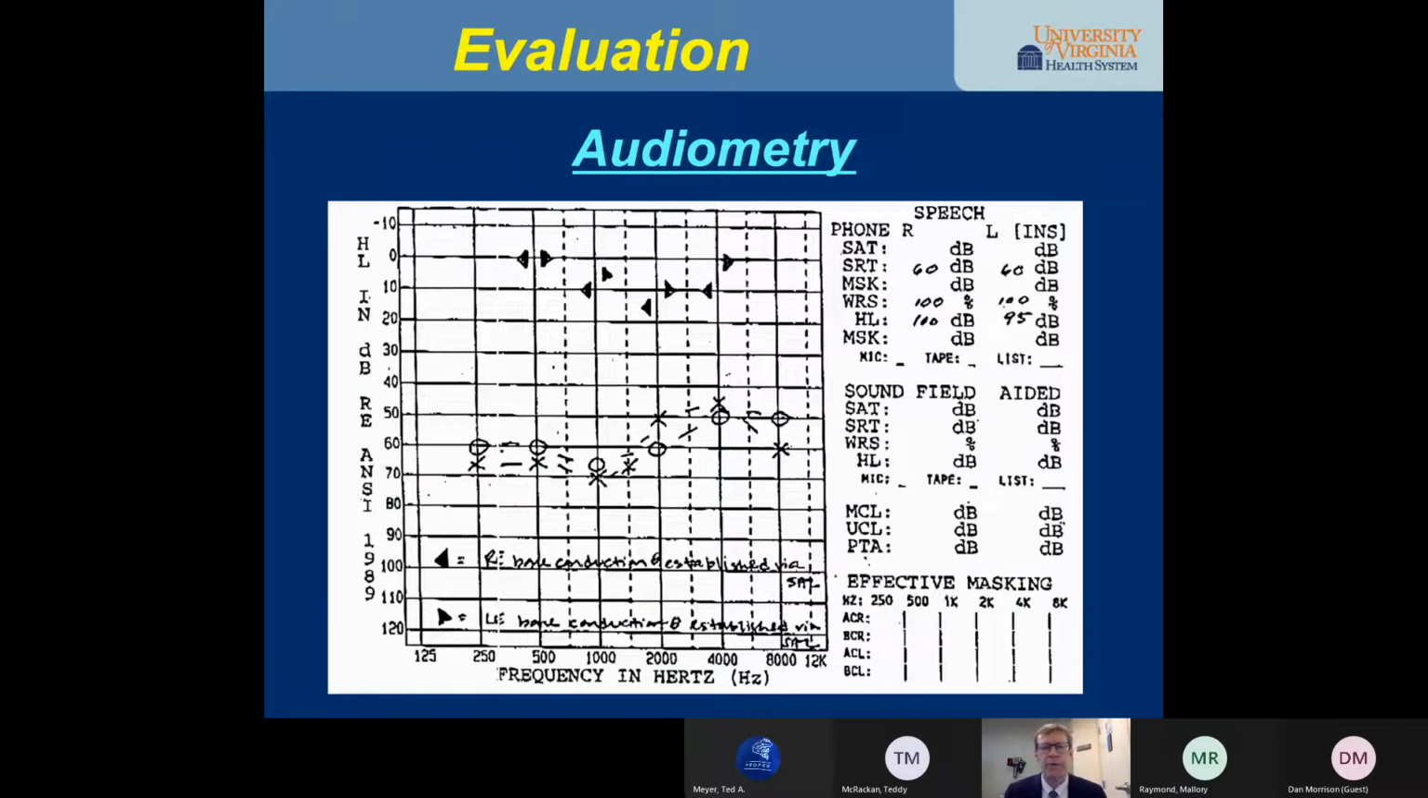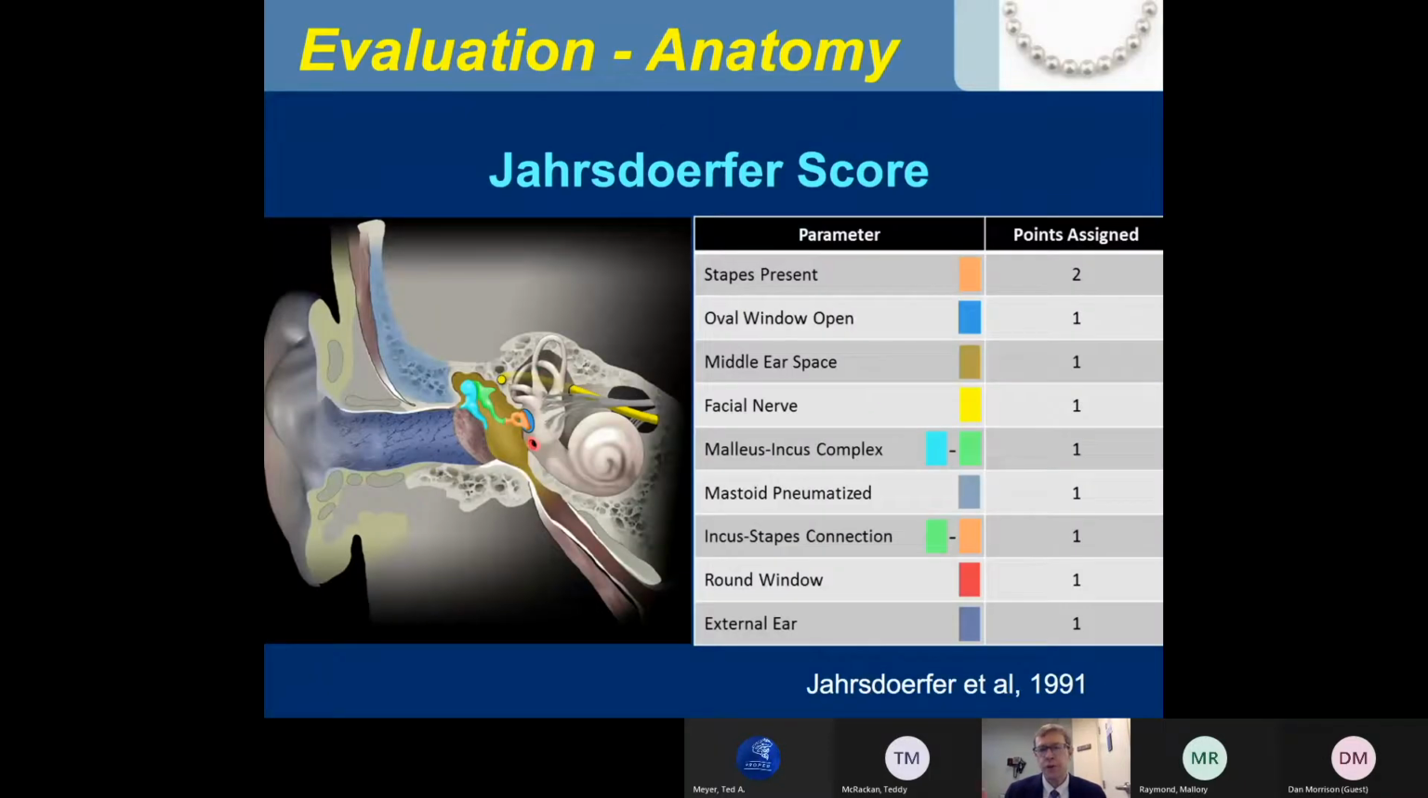This is a child with bilateral aural atresia. You can see the air conduction thresholds reside around the 60, 65, 70 mark, where the bone conduction thresholds, which are done through the SAL technique, the sensorineural acuity level technique, allow us to get ear-specific bone conduction thresholds in a child with bilateral aural atresia. And of course, I use the Jahrsdoerfer score. Everybody knows the Jahrsdoerfer scale. You get a point for every anatomic structure that looks favorable. And of course, the stapes bone gets 2 points.